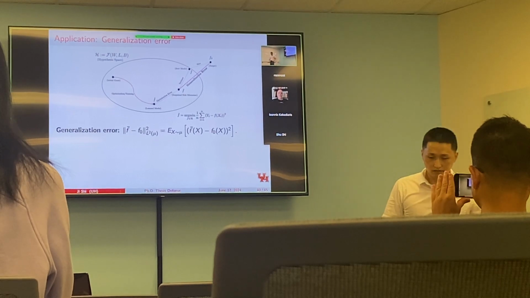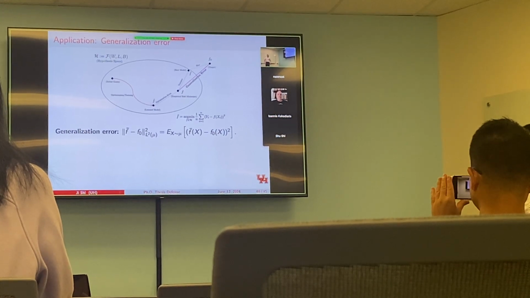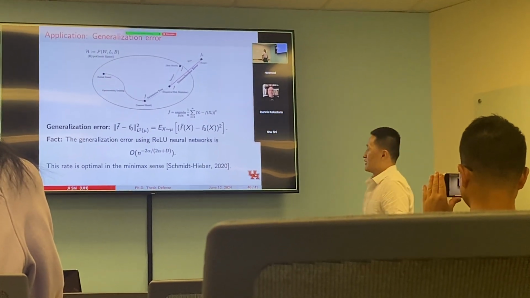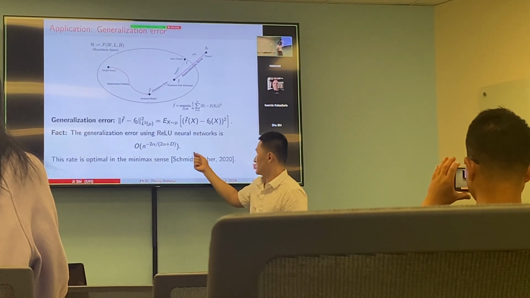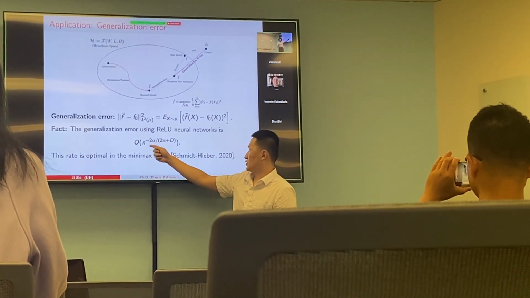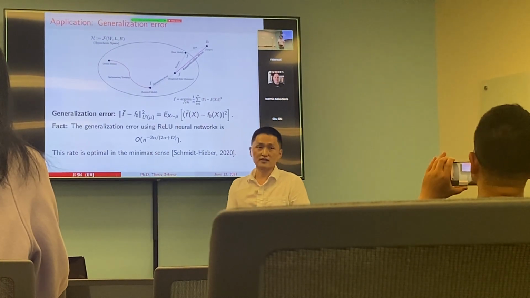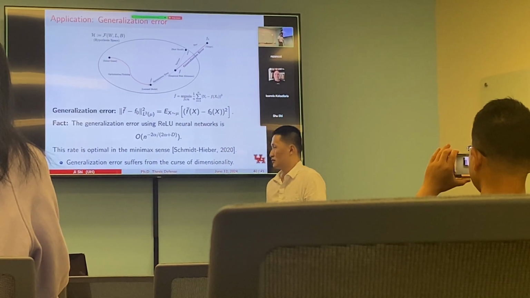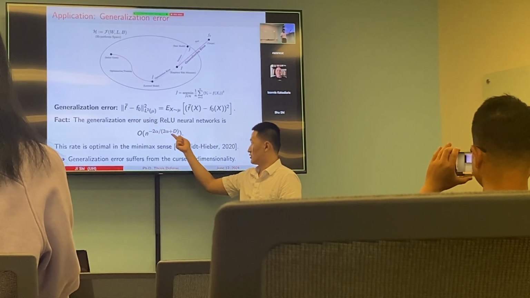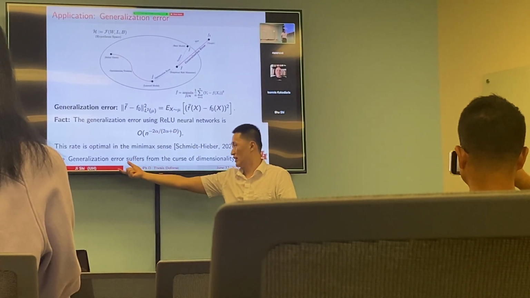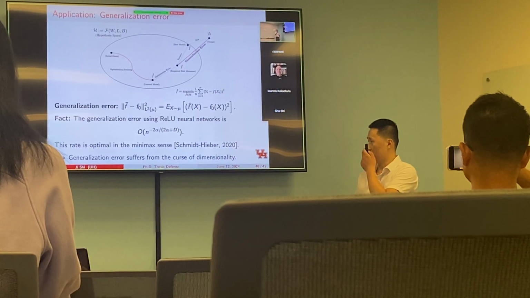There is a little difference from the previous picture. Now the optimal generalization error using deep ReLU neural networks is of the order n to the minus 2 alpha over 2 alpha plus capital D. Here n is the number of samples. But we can see this exponential term still depends on capital D. This means the generalization error still suffers from the curse of dimensionality.